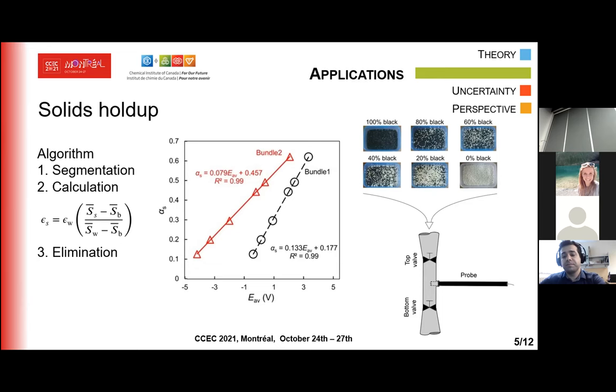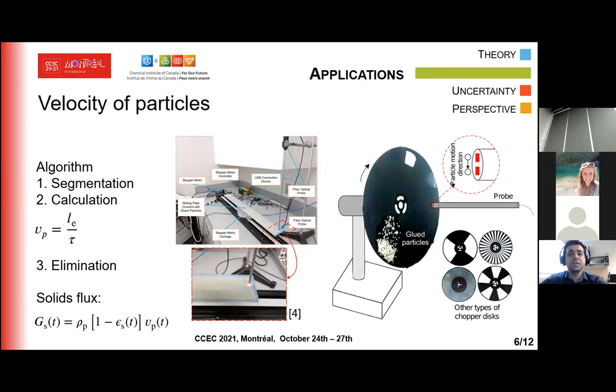Calculating the particle velocity requires at least two receiving sending bundles on the probe. The velocity equals the ratio of the effective distance between the two bundles and the time delay. The effective length is approximately equal to the distance between the bundles of the probe, but changes if collision with particles erodes the probe tip.